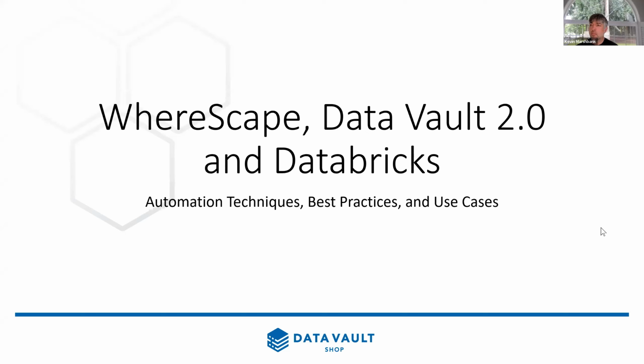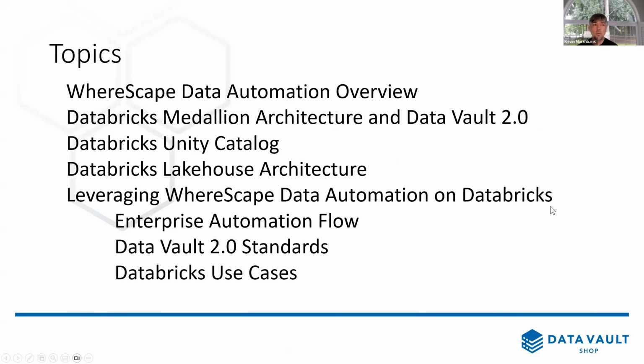So again, we're going to be going over WhereScape, Data Vault 2.0 and Databricks, and lots of great things in between. I'm going to jump into what topics we're going to cover. We'll go through an overview, and we need to level set: if you're new to WhereScape, what is WhereScape Data Automation? We're going to cover some of the pieces of Databricks, the medallion architecture and Data Vault 2.0 integrated there, the Databricks Unity Catalog and Lakehouse architecture. And then I will go through leveraging WhereScape Data Automation on Databricks.